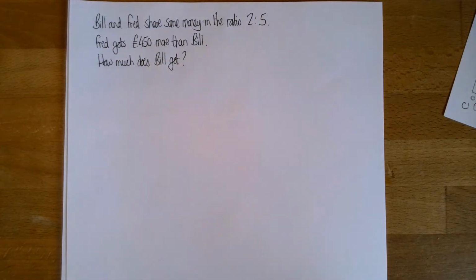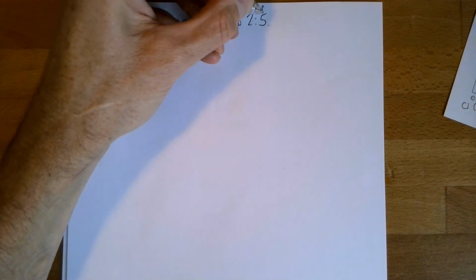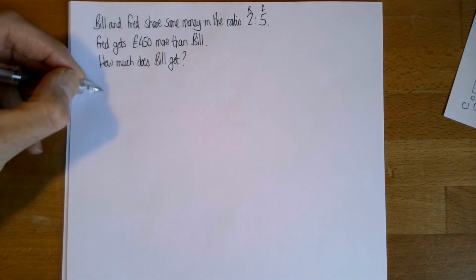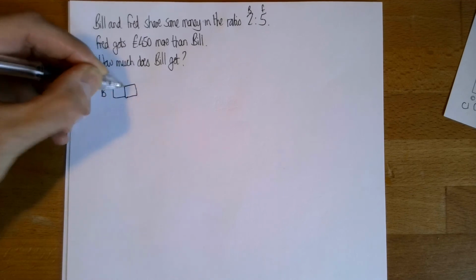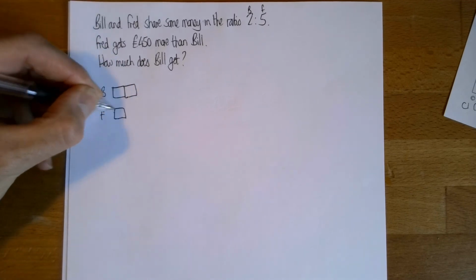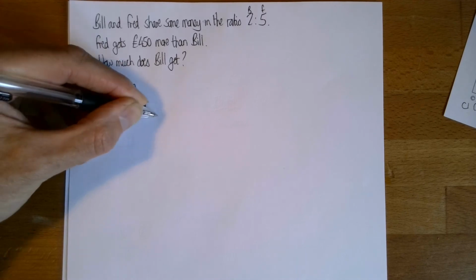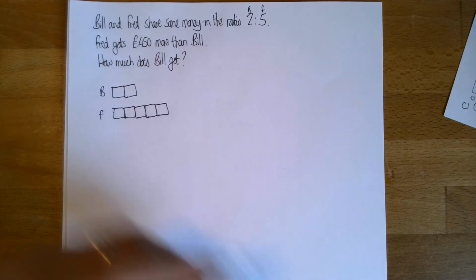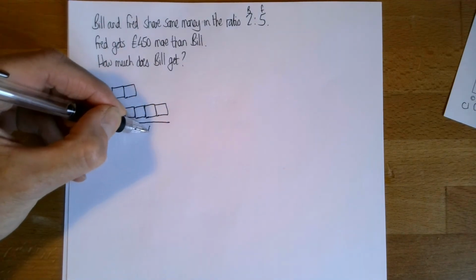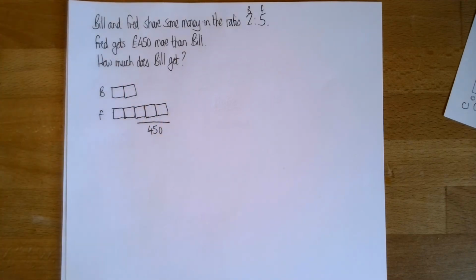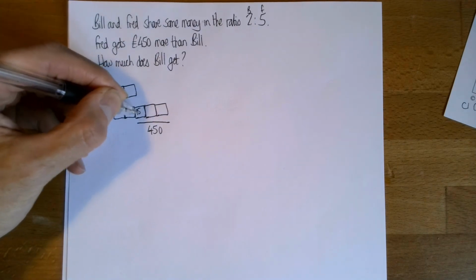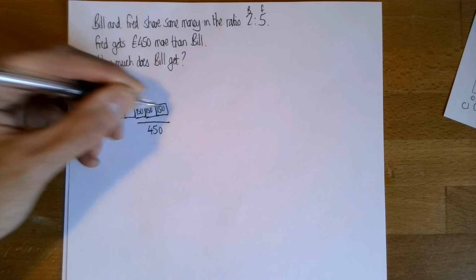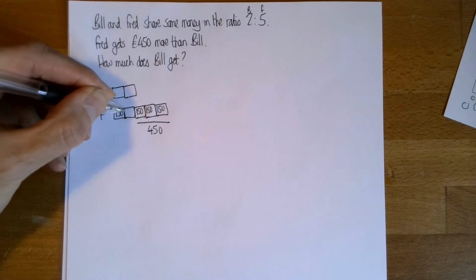And the question is, how much does Bill get? So I'm going to draw my picture. Remember, the order of the words is important. So Bill is getting 2 shares, and Fred is getting 5 shares. And we're told that Fred gets 450 more. Well, he's getting 3 shares more, isn't he? He's getting 3 shares more than Bill, so those 3 shares must be worth 450. Divide 450 by 3, and that tells you that each share is worth 150. And that means all the shares must be worth 150.